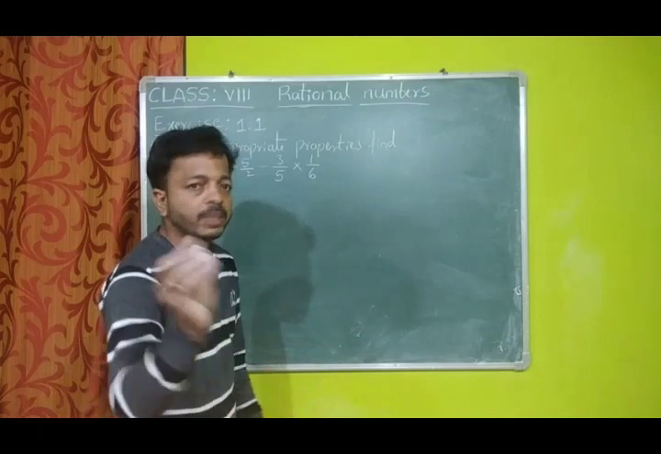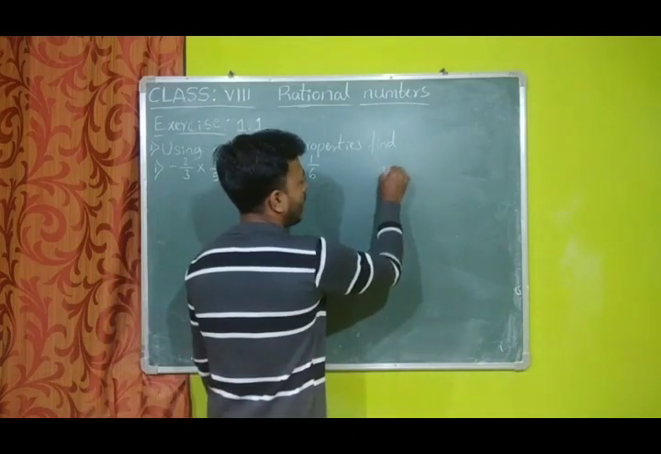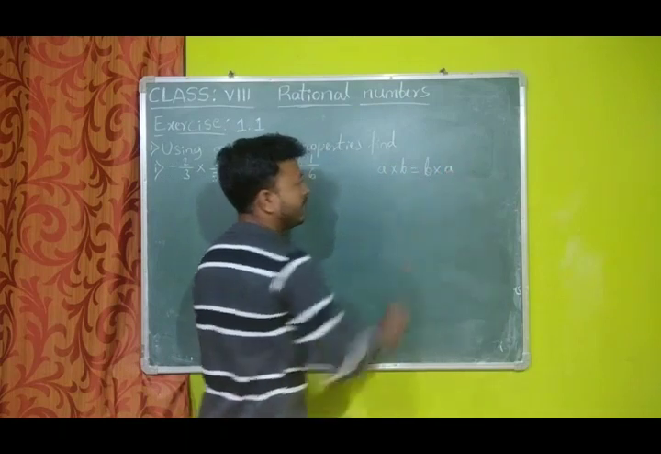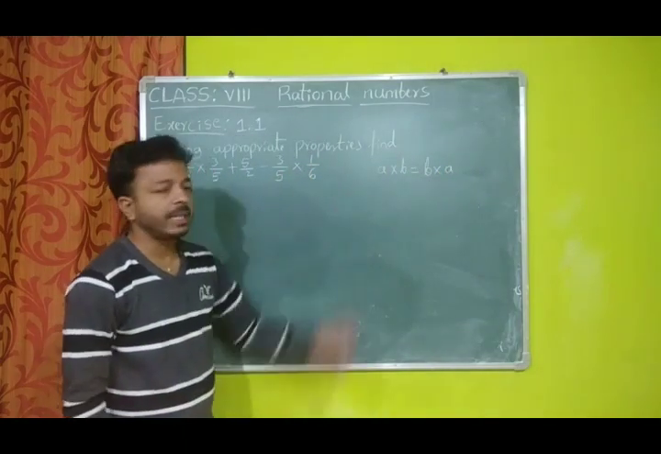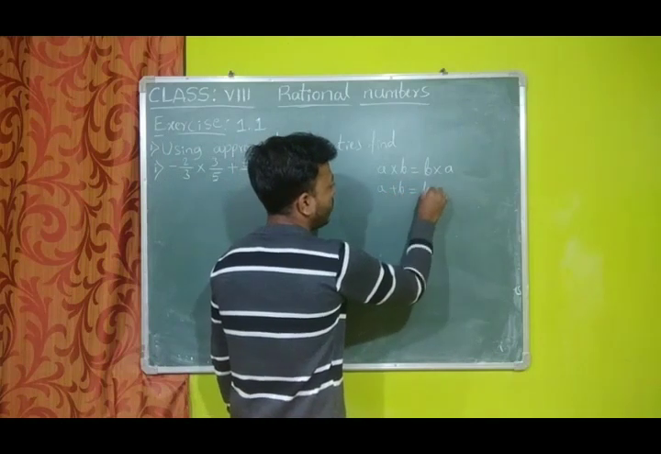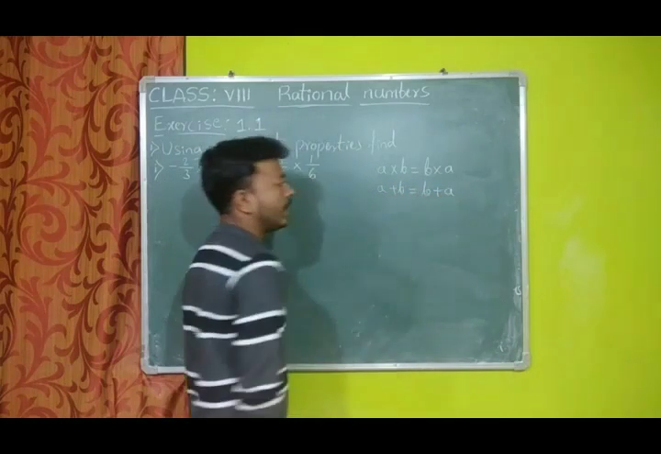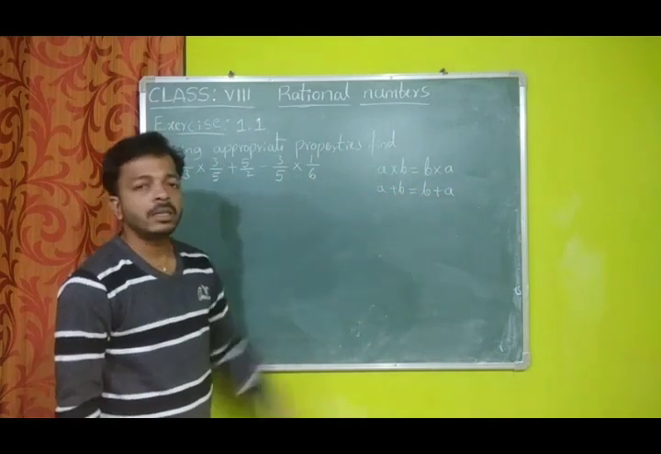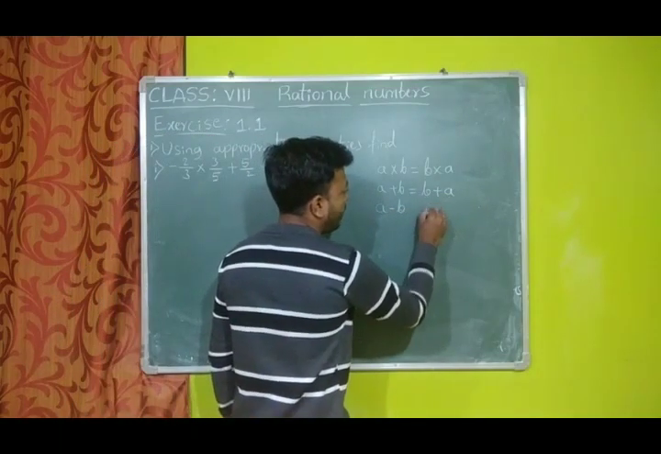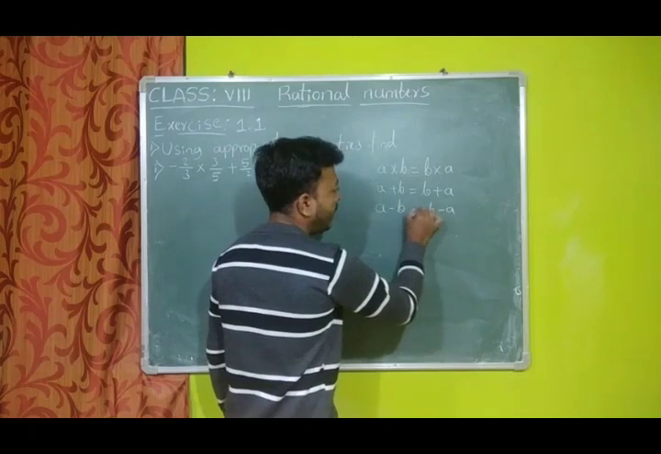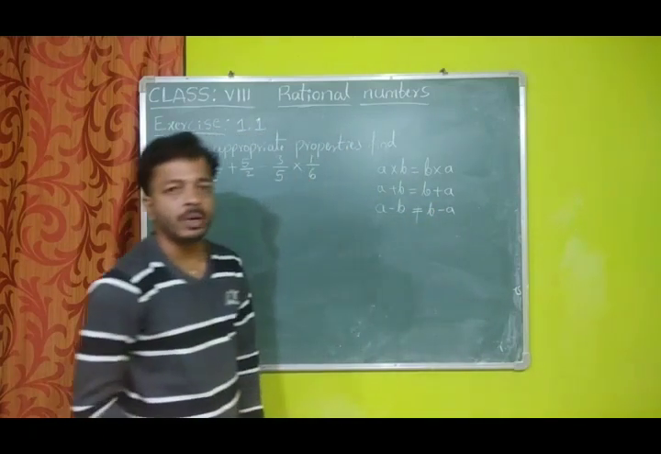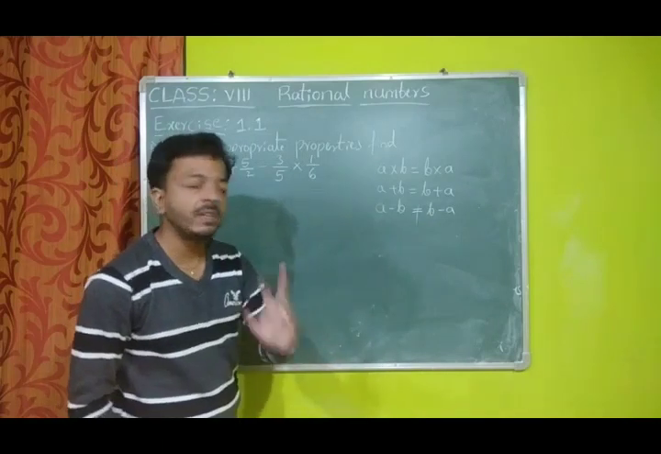So commutative property, already we know that A into B is equal to B into A. This is multiplicative, and for addition, A plus B is equal to B plus A. Now I'm going to do subtraction here. A minus B and B minus A, are they equal? No, it's not equal at all. So these two are not equal, but I will write it in a different form.